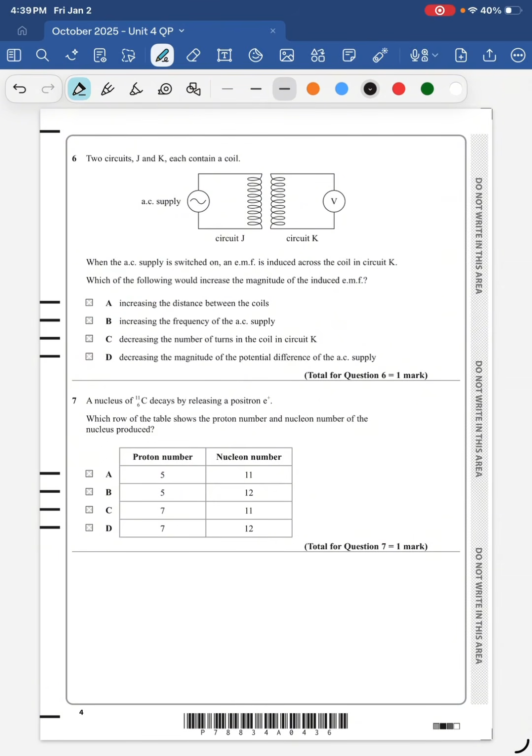B, increasing the frequency of the AC supply. That sounds promising, and the reason is that EMF is given by minus dB times A over dt, and then we have an N up front for the number of coils.